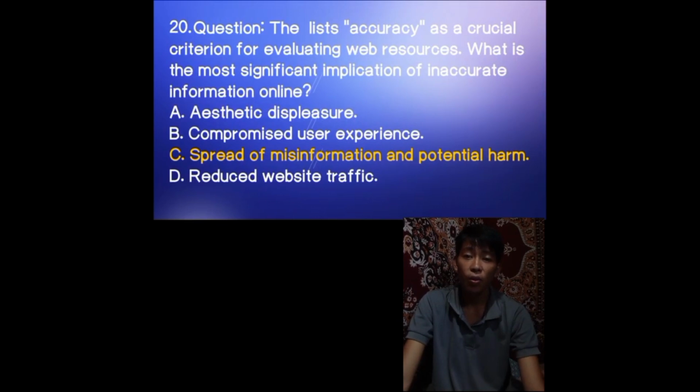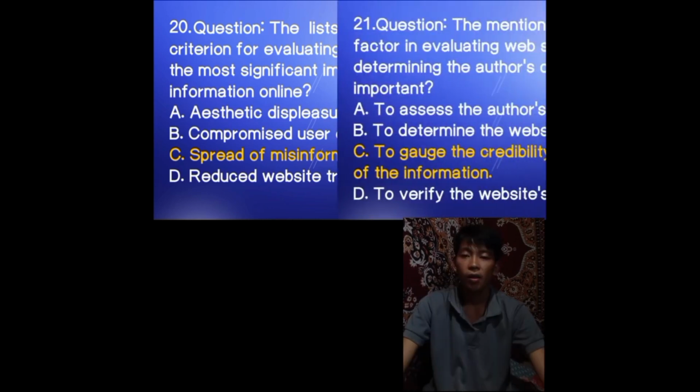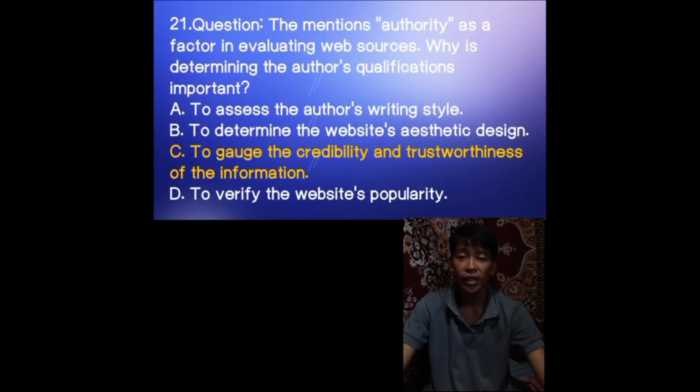So number 20, the answer is letter C. Spread of misinformation and potential harm. So inaccurate information can have serious consequences, leading to the spread of misinformation and potentially causing harm to individuals or society.